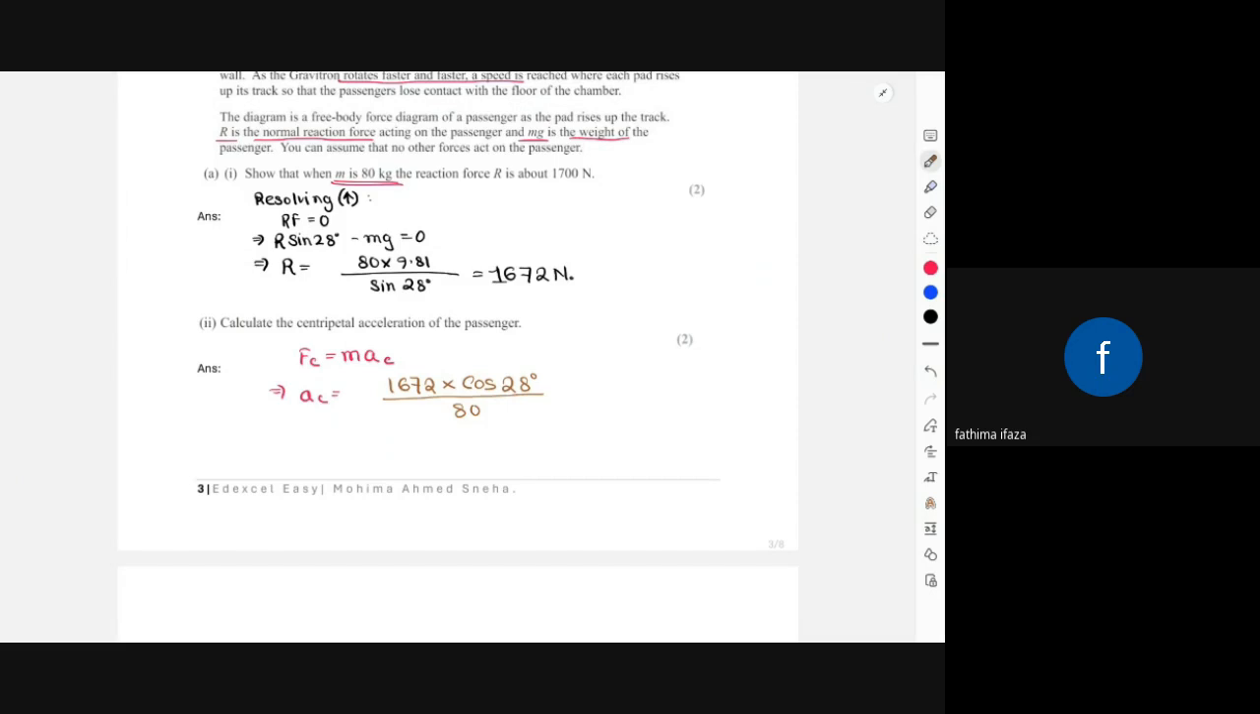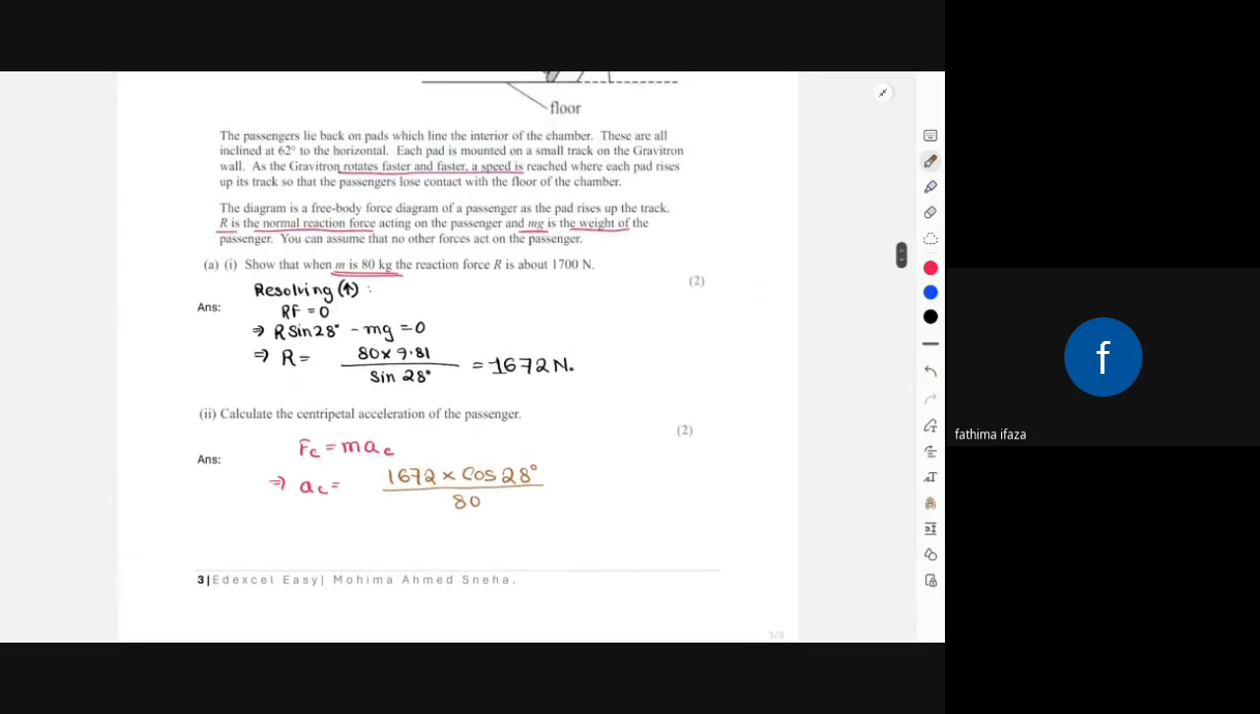What is the value for your centripetal acceleration? And again, for centripetal force and centripetal acceleration, always try to write a small c as a subscript for force, F, and acceleration. I'm getting 8.4536, 8.5, a very big value.